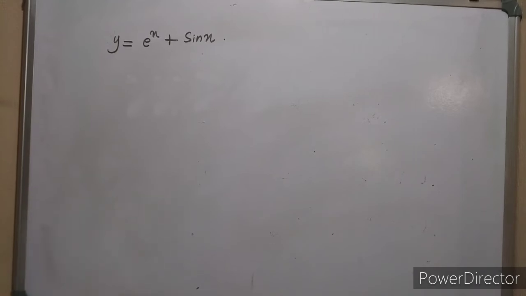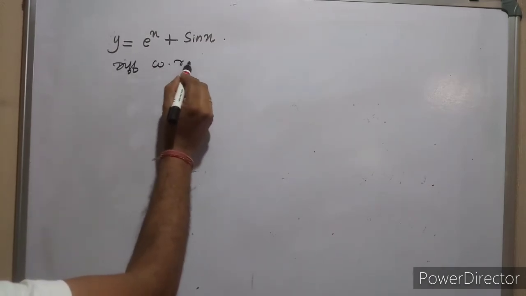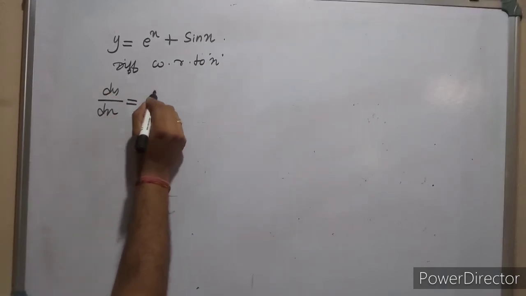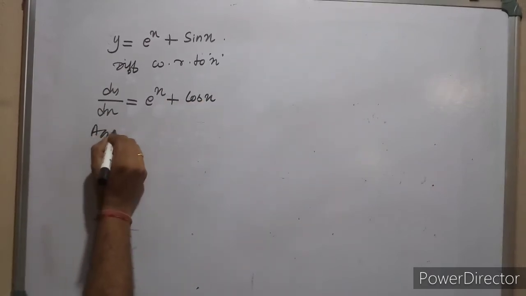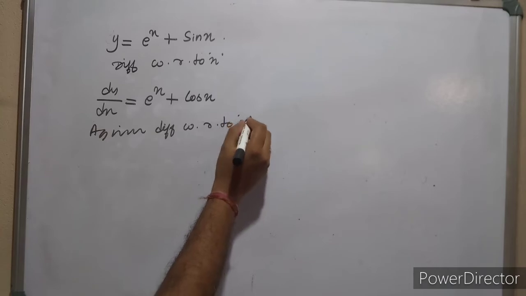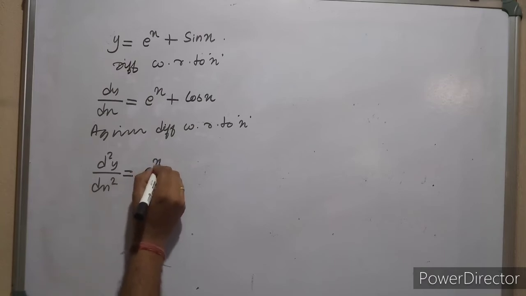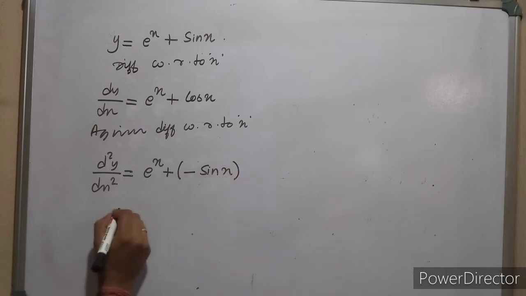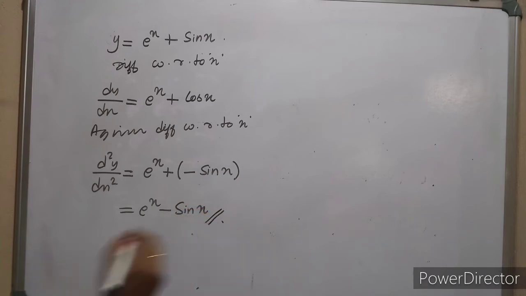Another question. y is equal to e to the power x plus sin x. Find d2y by dx square. Now differentiating with respect to x, dy by dx: the derivative of e to the power x is e to the power x plus the derivative of sin x is cos x. Again, differentiating with respect to x, you'll get d2y by dx square. Again, the derivative of e to the power x is e to the power x plus the derivative of cos x is minus sin x. Now it is e to the power x minus sin x, the final answer.